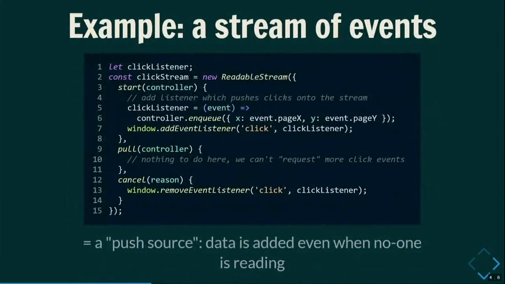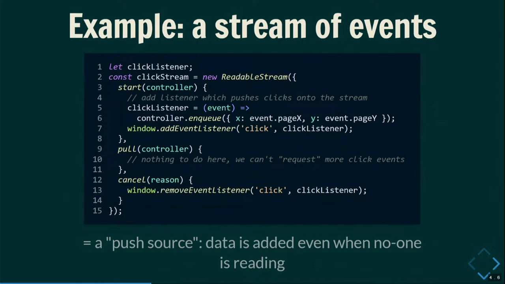So how can you make a stream? One way would be to do a push source, which is where you get events coming in and you just push them onto the stream without caring whether there is a consumer waiting for that data or not. So an example would be if you just record every click that happens on the page and you put that onto the stream. And a consumer can then read the stream and see all of the times where the user has clicked on the page.